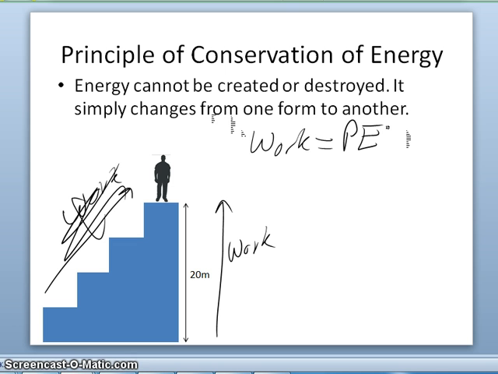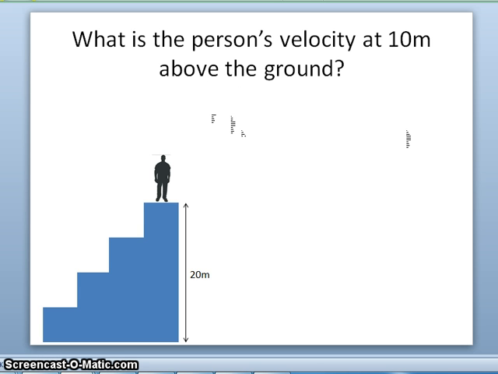It's important to remember that according to the law of conservation of energy, energy cannot be created or destroyed. It's simply converted from one form to another. So in this case, by doing work, the guy converted work into potential energy. And so we can use gravitational potential energy and kinetic energy to solve problems that we had in the past.